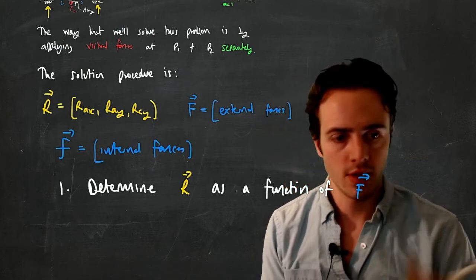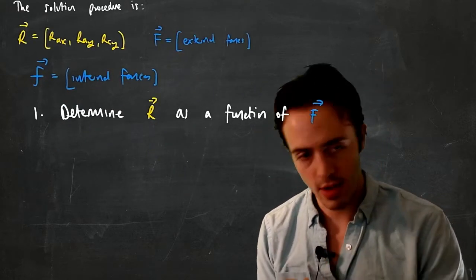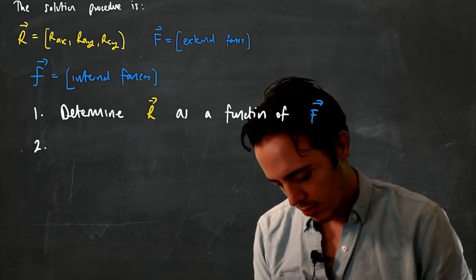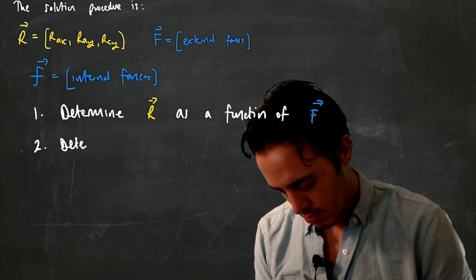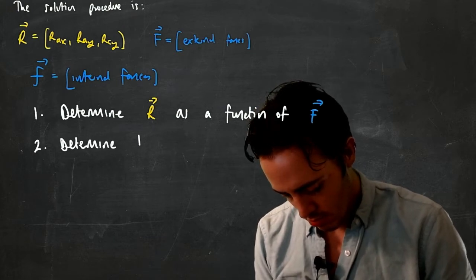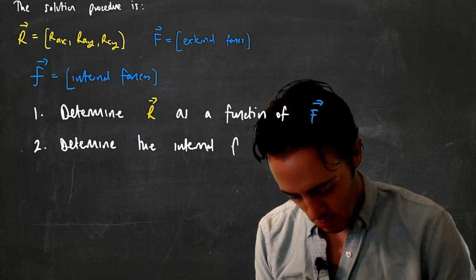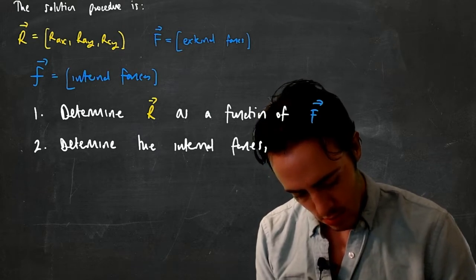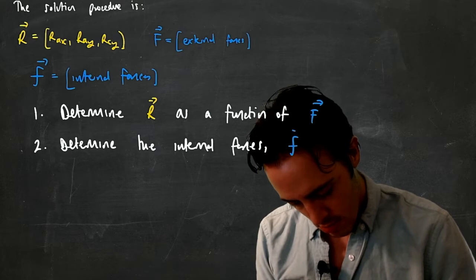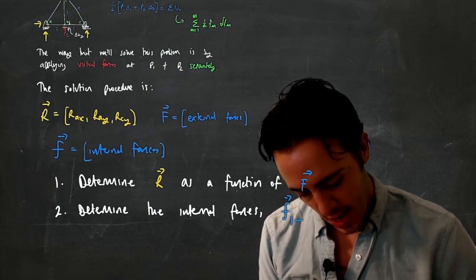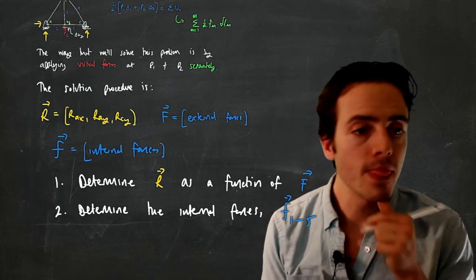Okay, once we've got the reactions and we know the external forces, then we can determine the internal forces. Okay, so for this problem there would be 5 of these, so this would be F1 through 5.